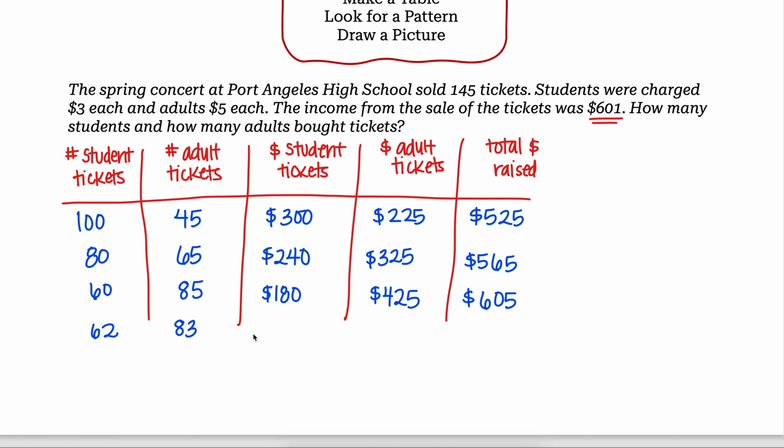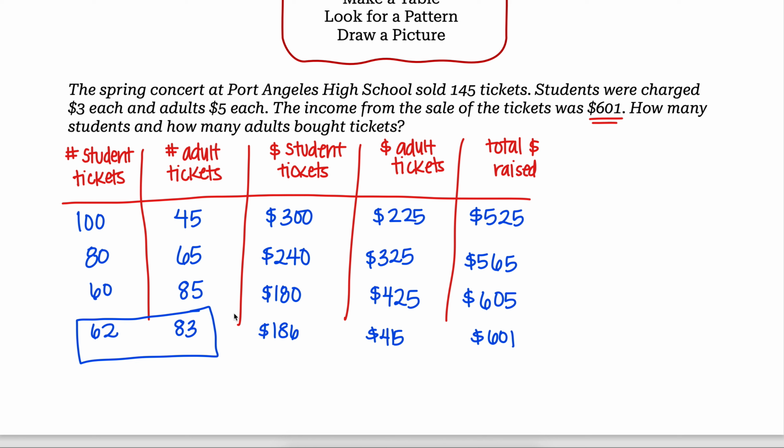At $3 each, that's going to give us $186 for the student tickets. Adult tickets are $5 each. That's going to be $415 for the adult tickets. And if you add 186 and 415, there's your $601. So how many students and how many adults bought tickets? There were 62 students and 83 adults that bought tickets for this spring concert.